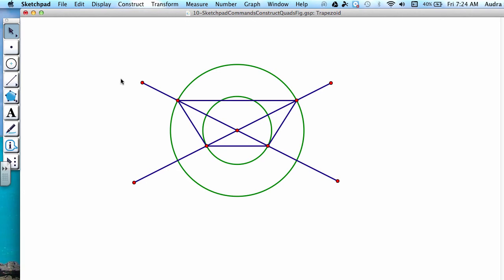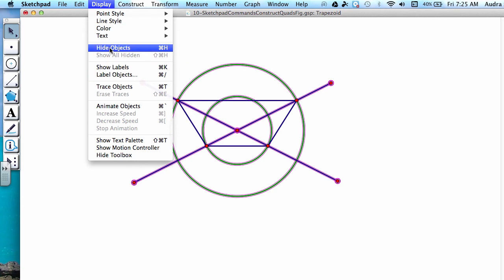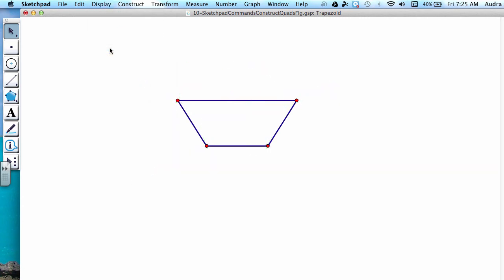Last, we're going to hide the extra segments, lines, and points and circles. So I have my two circles. I don't really need this intersection point. And I have the two segments, and I have all the endpoints outside. Then once they're all highlighted, go to Display, Hide Objects.